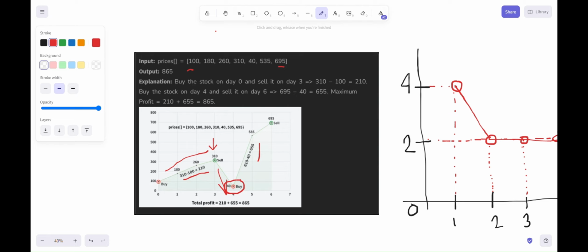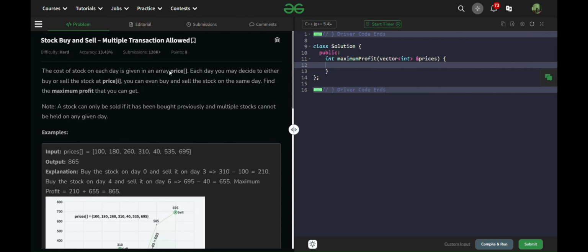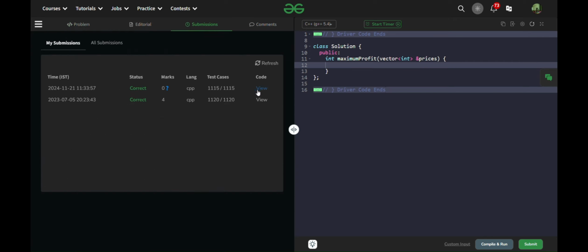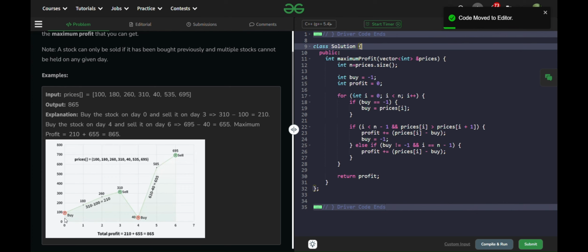So without any further delay, let's check the code. As I said earlier, we are buying at the minimum price and selling at the peak. So where there is a peak, the next day is always a minimum price day. That is a drop of price.